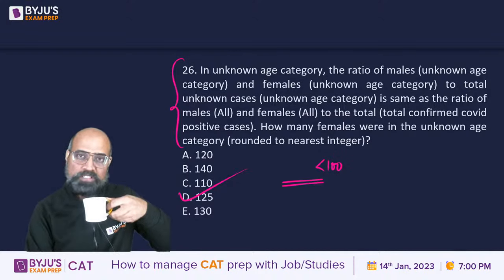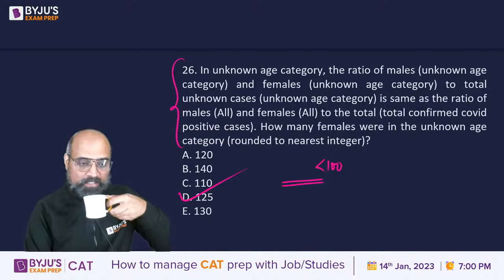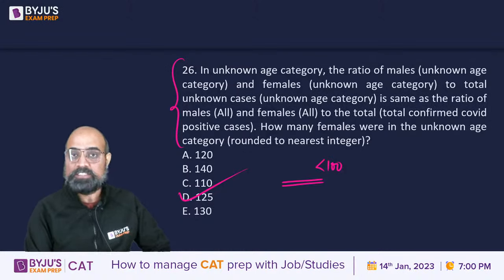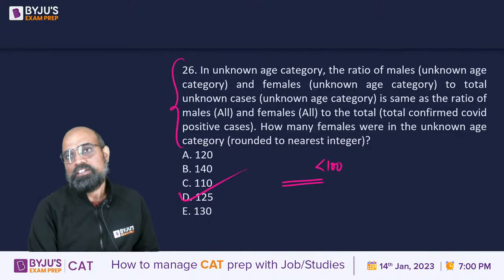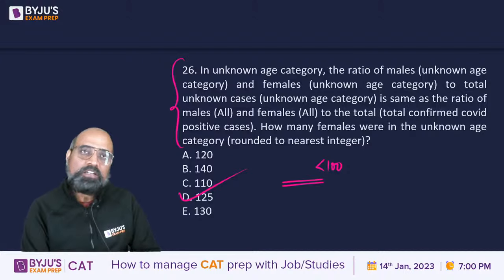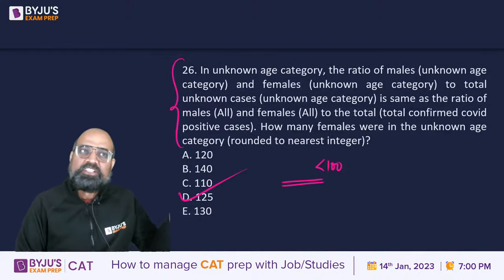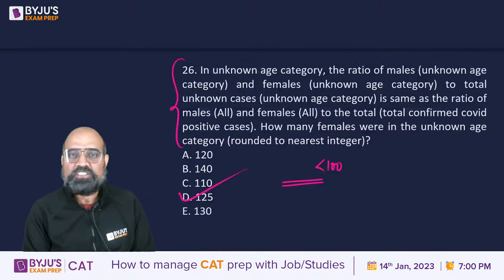overall the paper was considered easier than last year. QA was definitely easier, and in verbal, the first section RC was considered a little difficult because fact-based RCs were not there. There was a poem and something else. DM was relatively easier. So if one section is a little tougher, another is easier. So overall there was not much change, right?